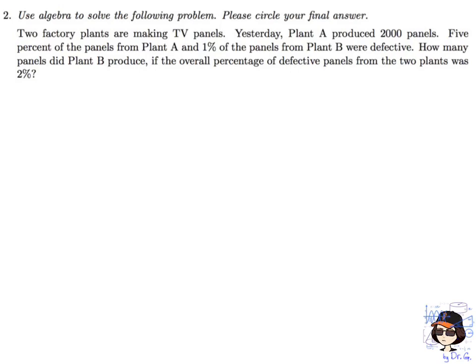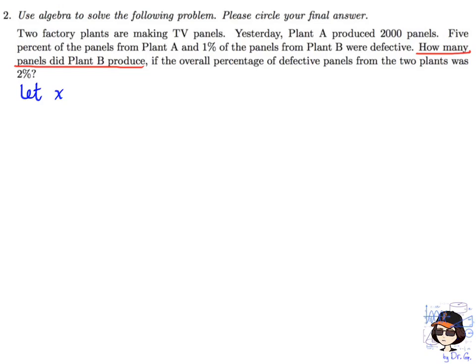So there's a lot of information going on here, but the first thing we're going to do is write down what our variable or variables represent. So to do that, we look for the thing that we're asked to find. And it's usually in the last sentence. And so here it says, how many panels did plant B produce? So that's going to be my variable. So I want you to write down what your variable is and exactly what it represents.